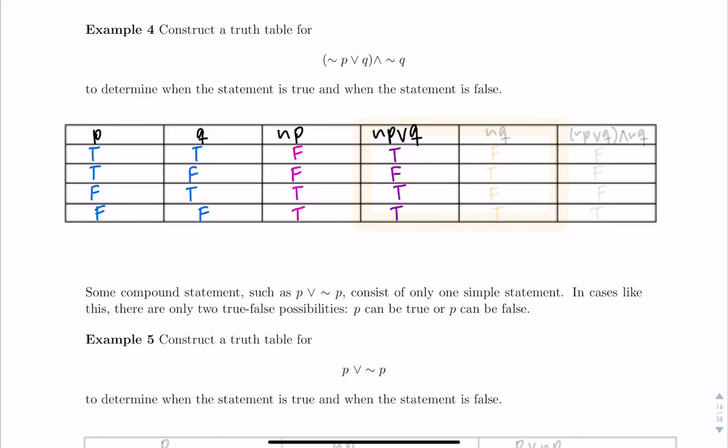Now we need to find the truth values for the right-hand side. And so this is the not Q. So we go ahead and negate the second column's truth values. We'll get false, true, false, true. And now we're going to find the conjunction of the last two columns that we wrote down. And so the only time this is true with an and statement is when they're both true statements.